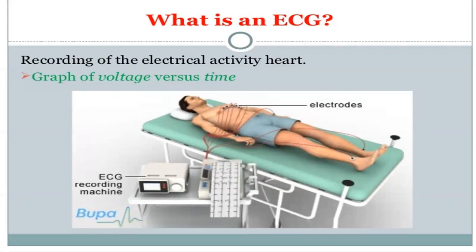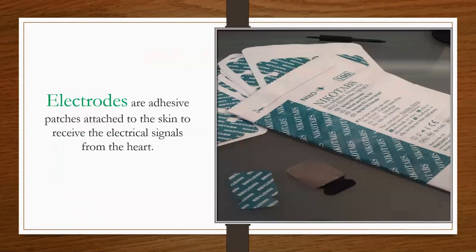What is an EKG or ECG as it's sometimes referred to? It's actually just a recording of the electrical activity of the heart. To record that activity, you use what are called electrodes on the skin, which are just adhesive patches attached to the skin to receive the electrical signals from the heart.